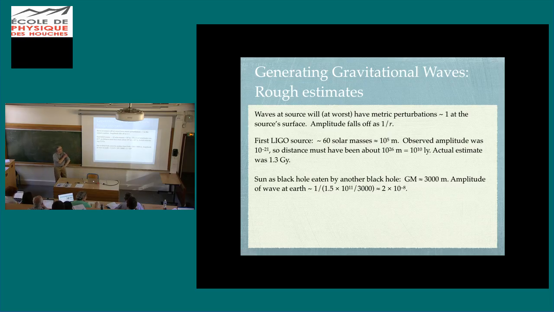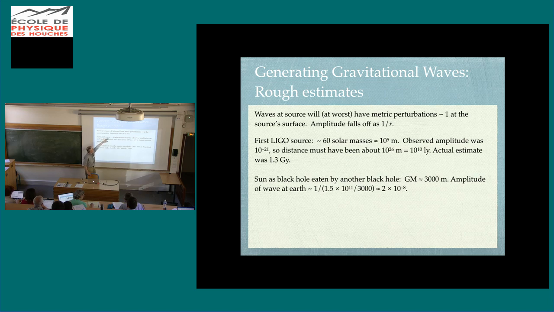Let's generate some gravitational waves. At worst, a source will have a metric perturbation of order of magnitude 1. At the sort of Schwarzschild horizon, say we're coalescing two black holes, you're certainly going to have order of magnitude 1 perturbations. Now, the whole calculation breaks down at that point. We can't do anything with that. But let's just pretend that we could, and that there are real waves going off, and that the amplitude goes down as 1 over r.